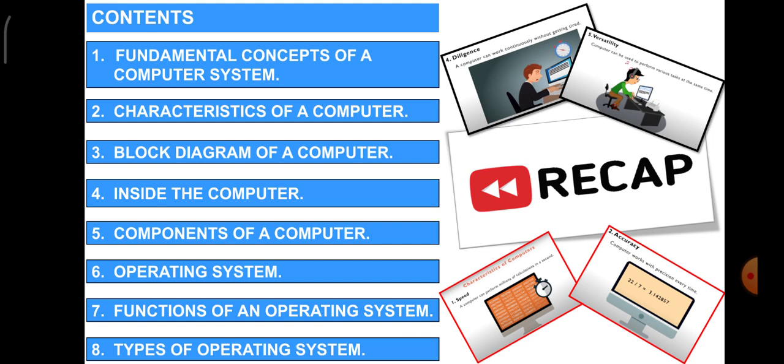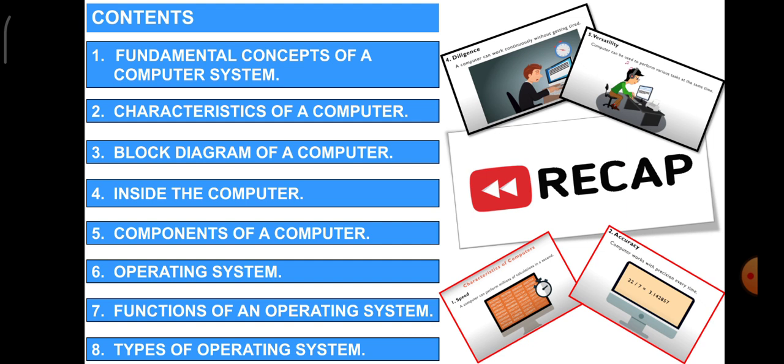You have learned the fundamental concepts of a computer system. You have learned what is a hardware, what is a software, and what is a database, and the characteristics of computers, namely speed, accuracy, memory, diligence, storage, intelligence, so on and so forth.